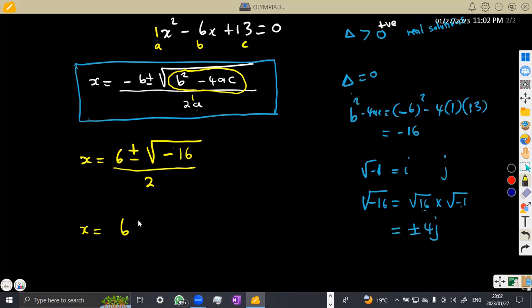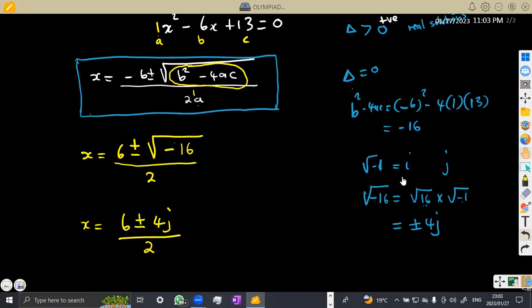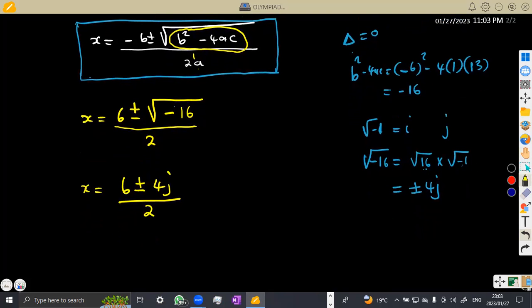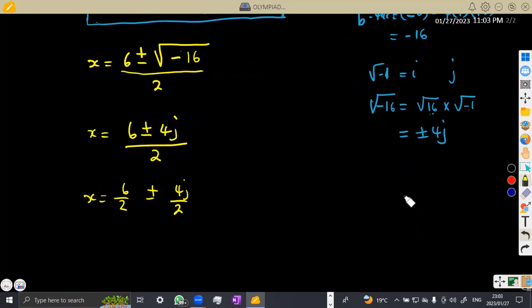This is going to be 6 plus or minus the whole square root of minus 16, which gave us plus or minus 4j. So this is our 4j in this case, or you can write it as j4, either way. Everything over 2. All right, so we can separate this because the whole of this is a fraction over 2. So x is equivalent to 6 over 2 plus or minus 4j over 2, which gives us 6 over 2 is 3. So our x is going to be 3 plus or minus 4 over 2, which is 2j.